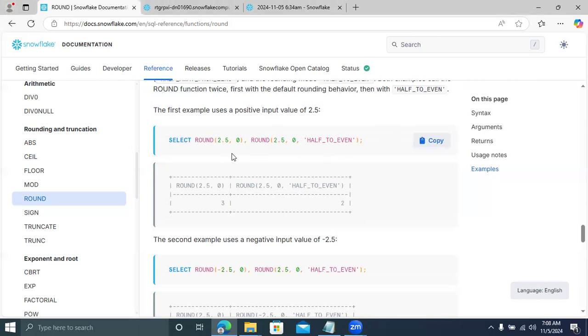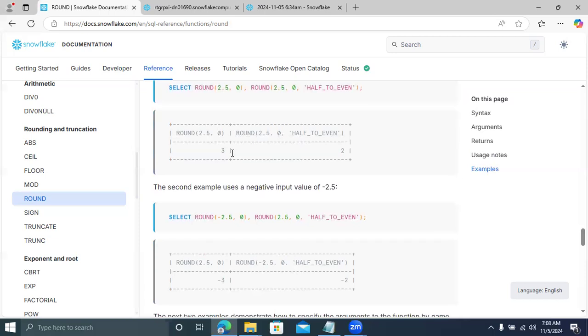This is how you can use a round function. A round function works both ways. It works like ceil and floor. Now, if you give minus 2.5, it will come to minus 3. And then if you give minus 2.5 with half to even, you're getting minus 2. Okay, everything is good. Now, the next one is the sign function.